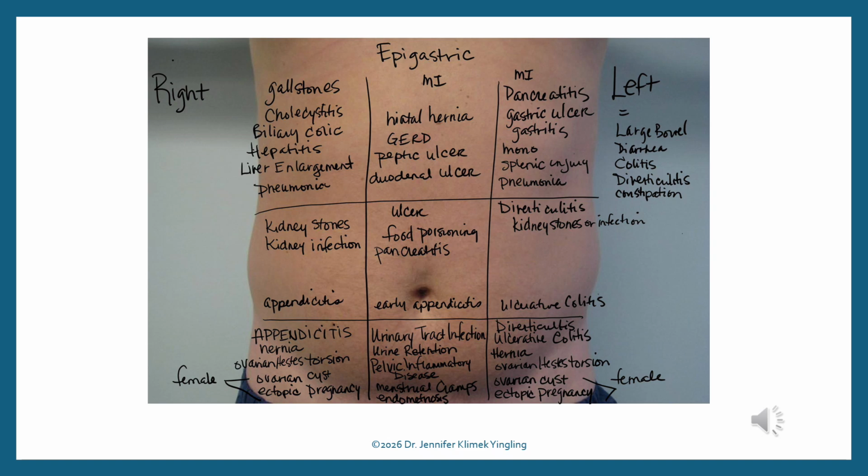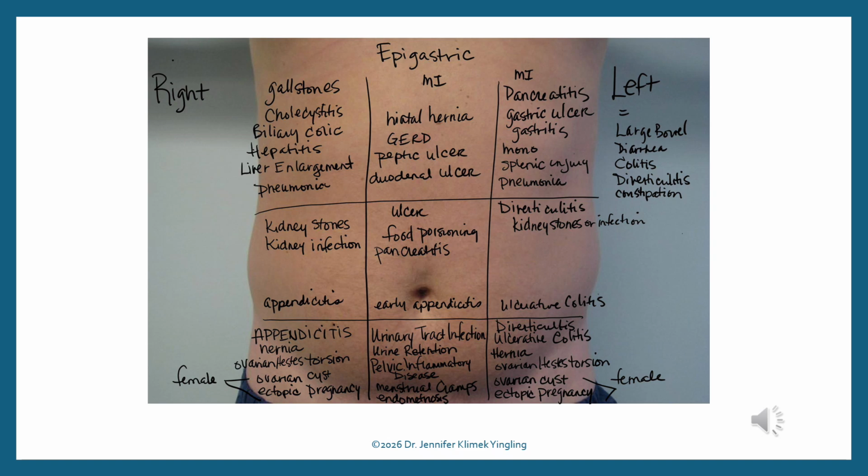Moving over to the right upper quadrant, one of the things you need to think about a lot is acute cholecystitis and maybe biliary colic. Patient also may have pain to the right upper quadrant if they have hepatitis. They may have hepatomegaly secondary to fluid congestion with CHF. It may be a herpes zoster.